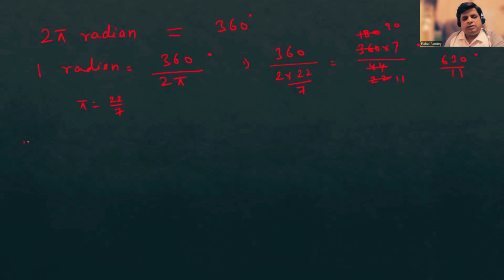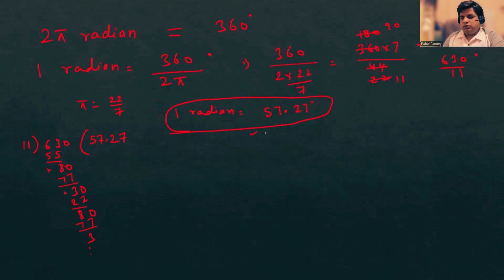So if I do the long division, 11 dividing 630: 11 5s are 55, then 11 7s are 77, a decimal here, 11 2s are 22, remainder 8, and so on. So 1 radian is equal to 57.27 degree. That is the rough comparison. So I would say 1 radian is 57.27 and so on times bigger than 1 degree. I hope it is clear.